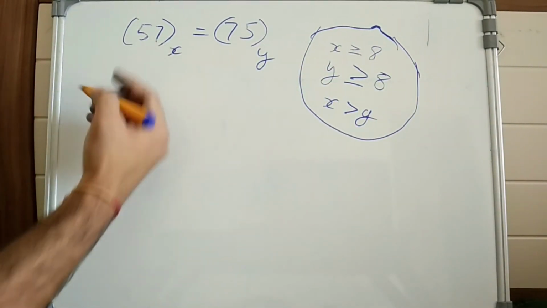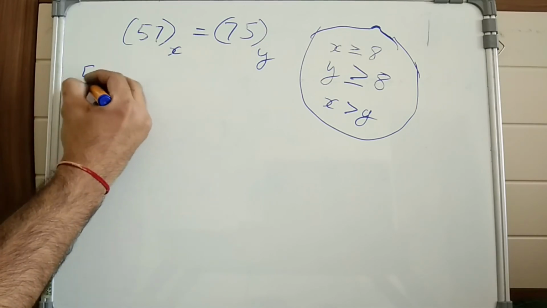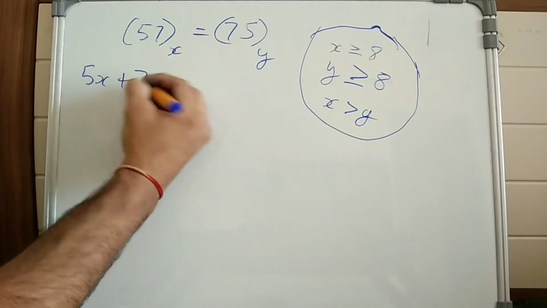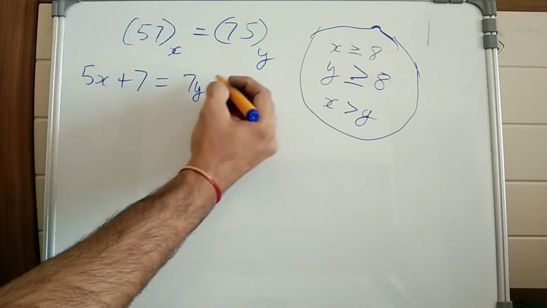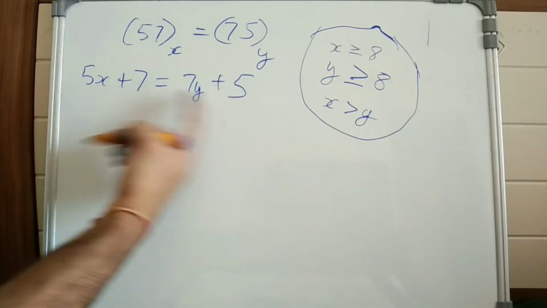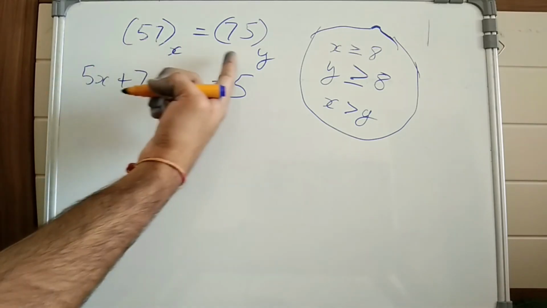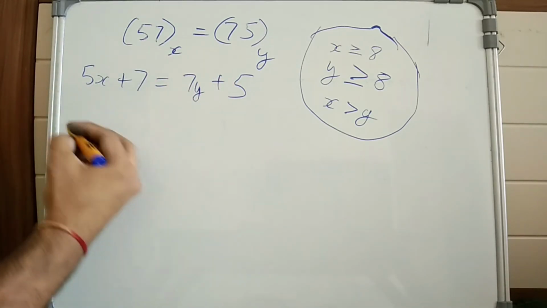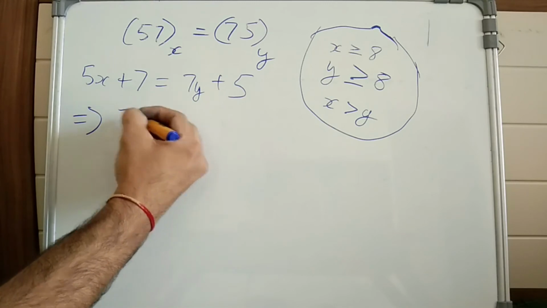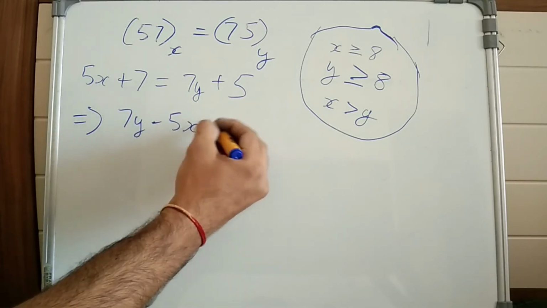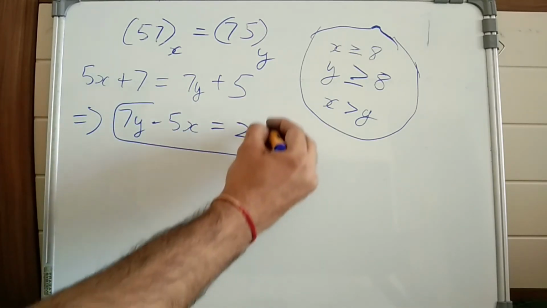So if I convert them to base 10, that would be 5x plus 7 is equal to 7y plus 5. I hope you know how I wrote this. I just converted them to base 10, right? So this gives me 7y minus 5x is equal to 2. Okay, so this is my equation.